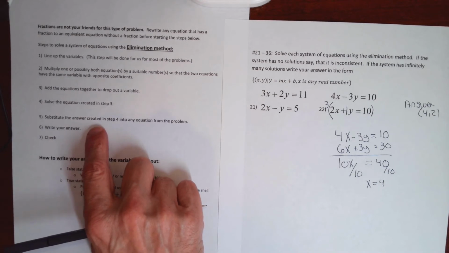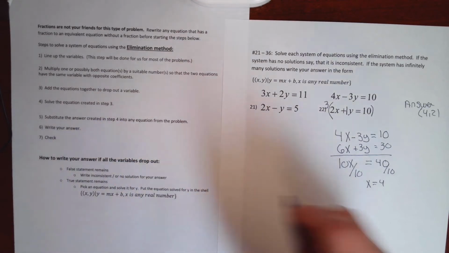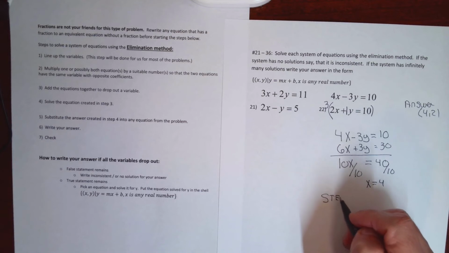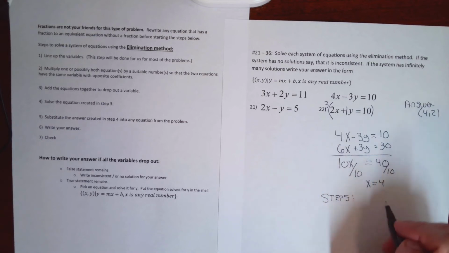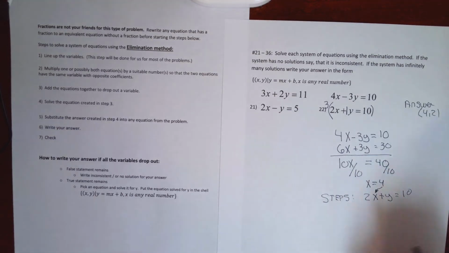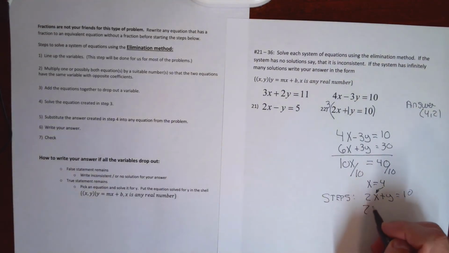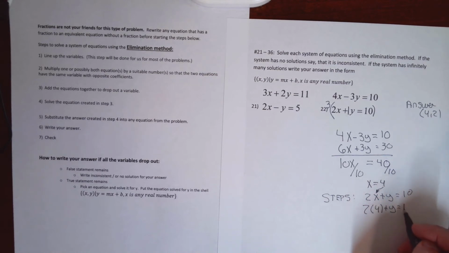I need to pick an equation, either equation from the beginning, and substitute. So what I'm going to do for my step 5, it doesn't matter which equation I use, but I don't have a nice equation. I'm going to use the equation 2x plus y equal to 10. I'm going to substitute 4 in for the x, and I'm going to solve for y. So I'm going to go 2 times 4 plus y equals 10.